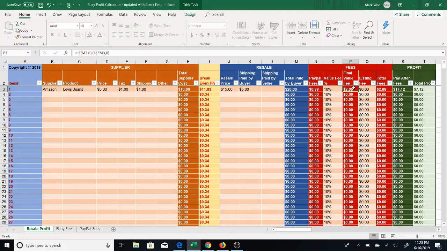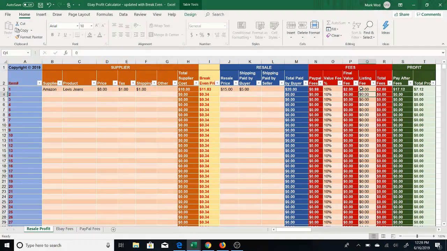So the final value fee is then 10% of this payment of $20, 10% of 20, which is $2. You then have the listing fee, another fee. I'm assuming most people might not have a listing fee, so they might just place $0 here. Your first 50 listings are free. However, you might be a big seller over that limit, so you may have some items where you're expecting to pay a listing fee of 35 cents. If you enter that 35 cents, you see that it will affect the total fees. Again, I'm going to change this back to zero.